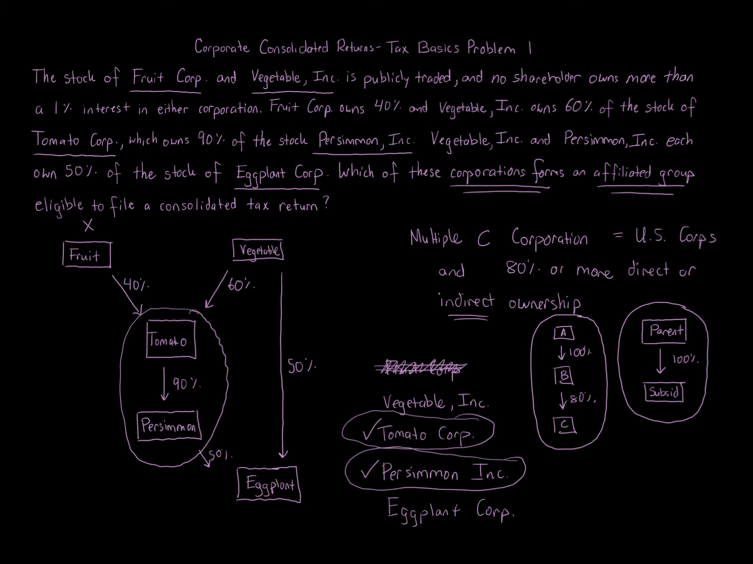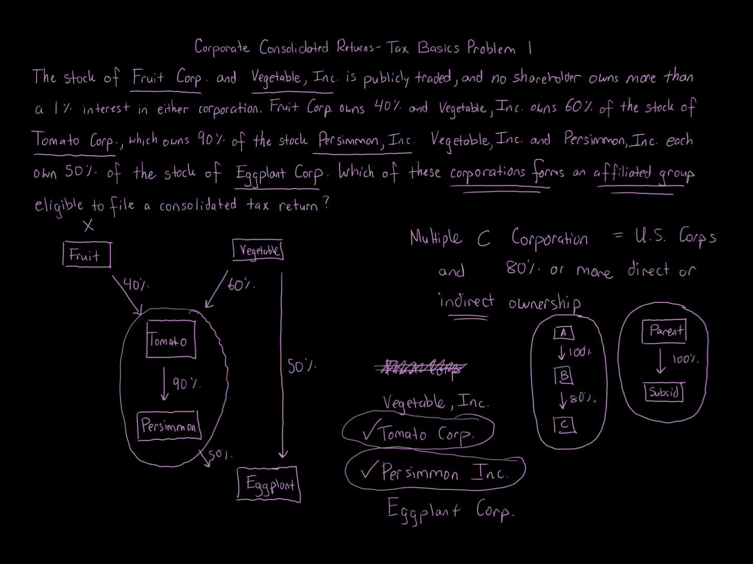That brings us to, what about vegetable and what about eggplant? So notice that vegetable has 60% of tomato, tomato has 90% of persimmon, and then 50% of eggplant. So the question is, okay, well, it looks like there's some type of commonality here, right? Because persimmon, you can work your way up back to vegetable in a way, right? You can work your way back up to that. That's kind of the idea there.